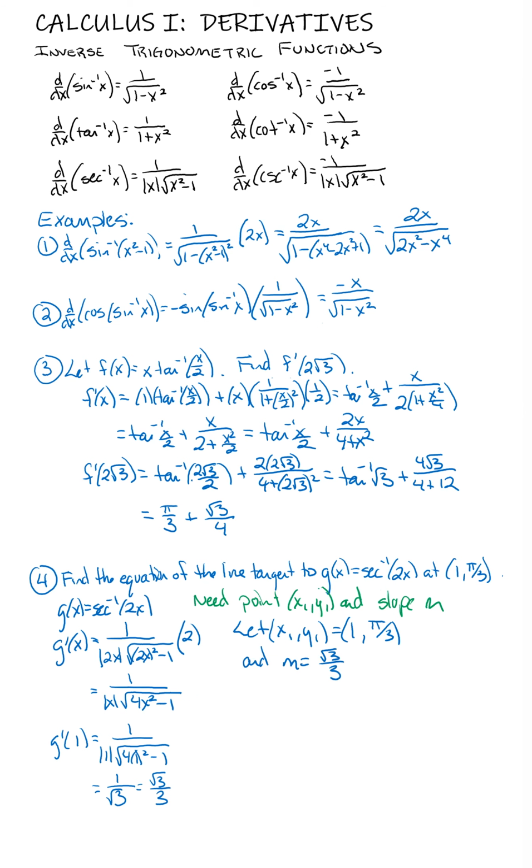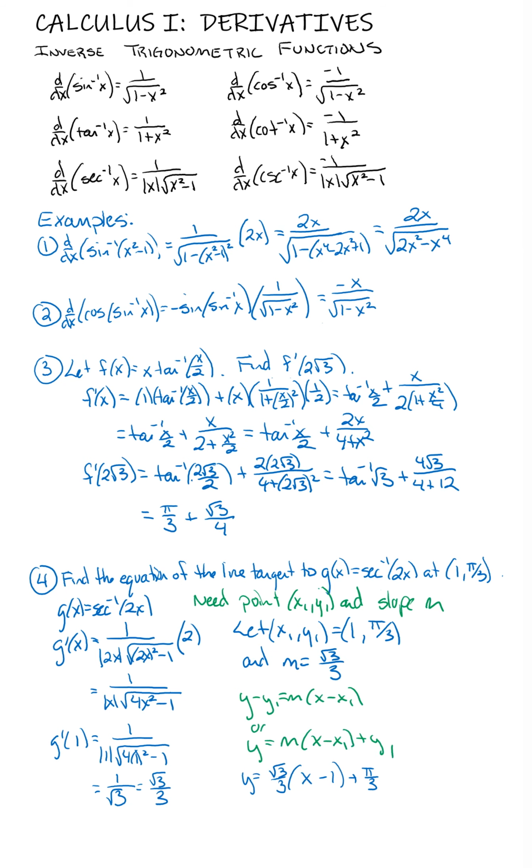All right, and so now we just need to use our equation of a line. You could use y minus y1 is equal to m times x minus x1, or you could use y is equal to m times x minus x1 plus y1. We'll go ahead and use that second version. So we have y is equal to square root of 3 over 3 times x minus 1 plus pi over 3.